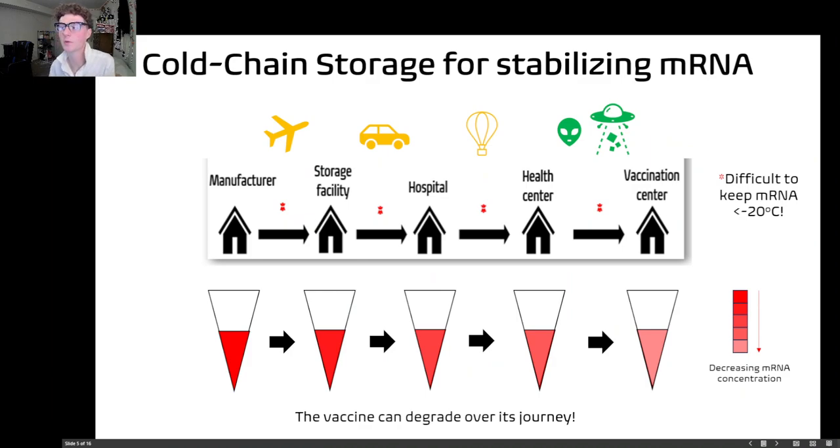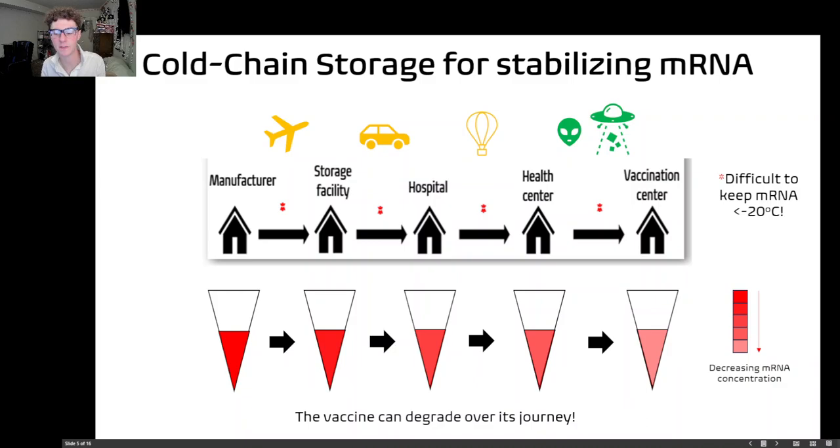So what have we done to prevent this? Well, right now, the cold chain storage method is the gold standard for stabilizing mRNA. Basically, what is done is the vaccine is stored in conditions between -20 and -80 degrees centigrade. That is a very cold range. If you imagine the temperature you can get down to in your refrigerator, this is like the Arctic, and then some.